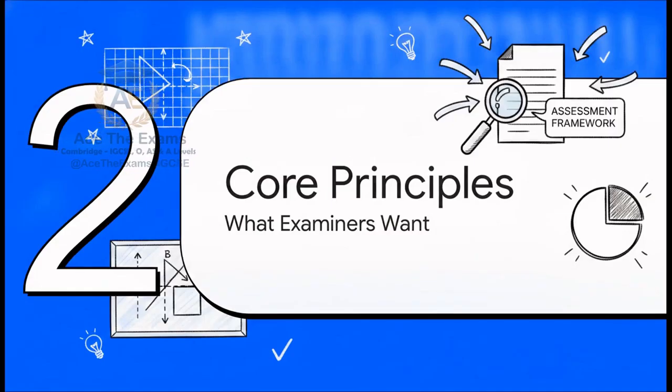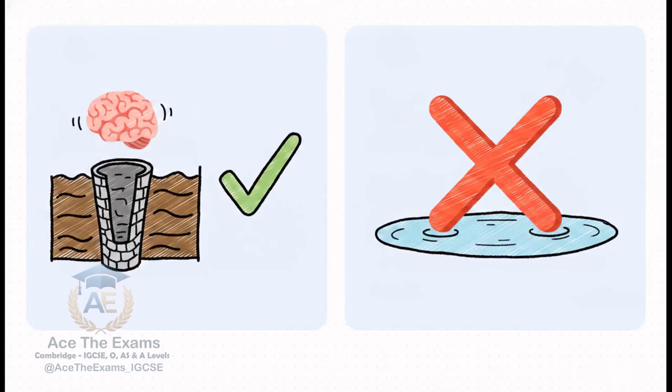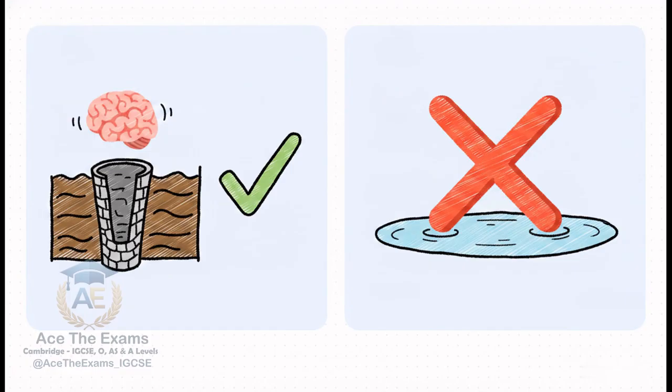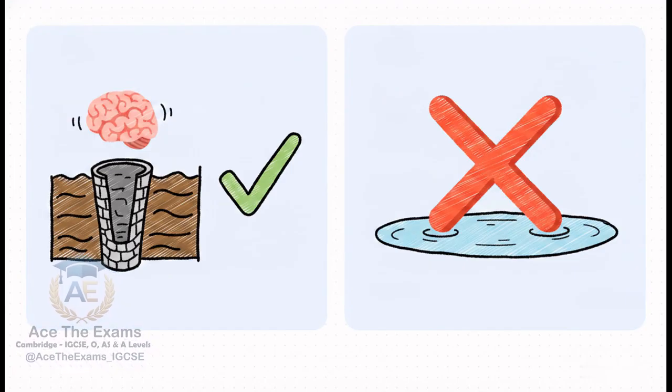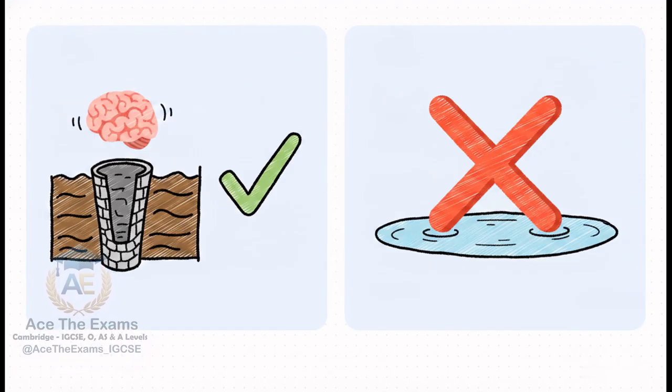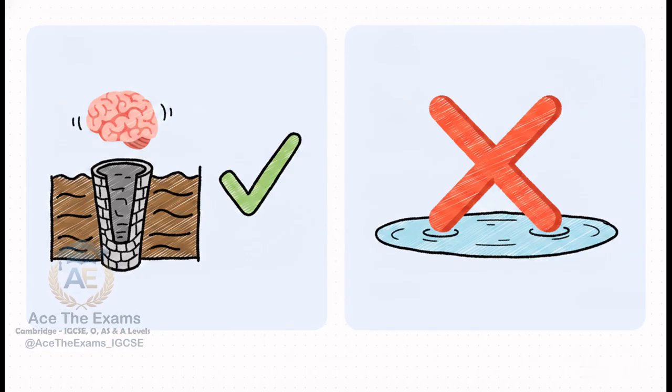Moving on to Section 2, Core Principles. What examiners really want. Because let me tell you, it's one thing to know the math. It's another entirely to know how Cambridge examiners evaluate it to award that 15%. You have to get inside the head of the person holding the red pen. The assessment framework heavily, and I mean heavily, prioritizes analytical depth over superficial breadth. Examiners are not just checking if you have memorized a wide, shallow range of mathematical facts or formulas.